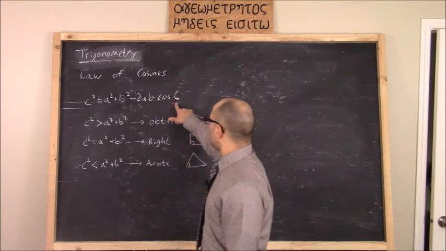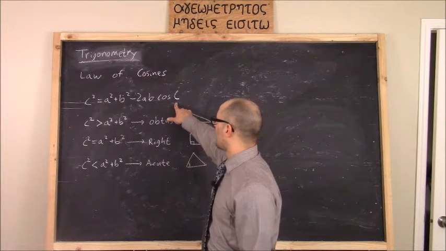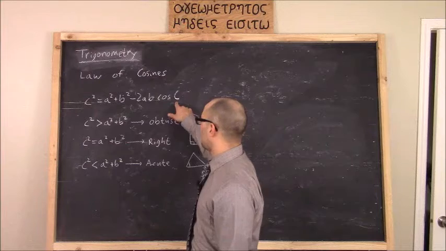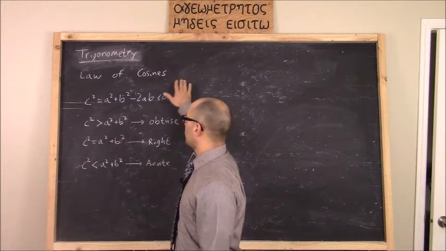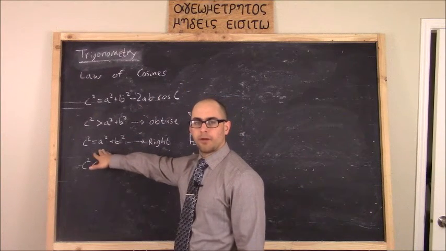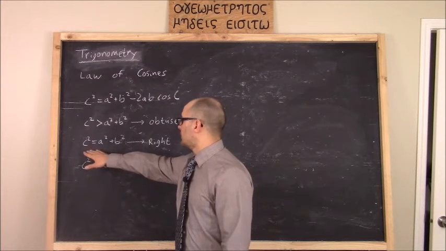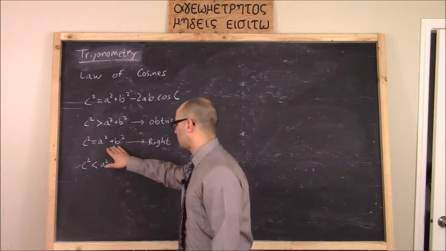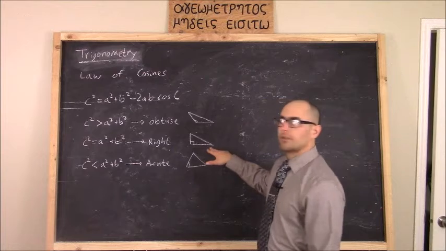Well, if we plug in 90 degrees into cosine, cosine of 90 is 0, this term drops out and we are left with the familiar Pythagorean theorem. c squared equals a squared plus b squared, forming a right triangle.